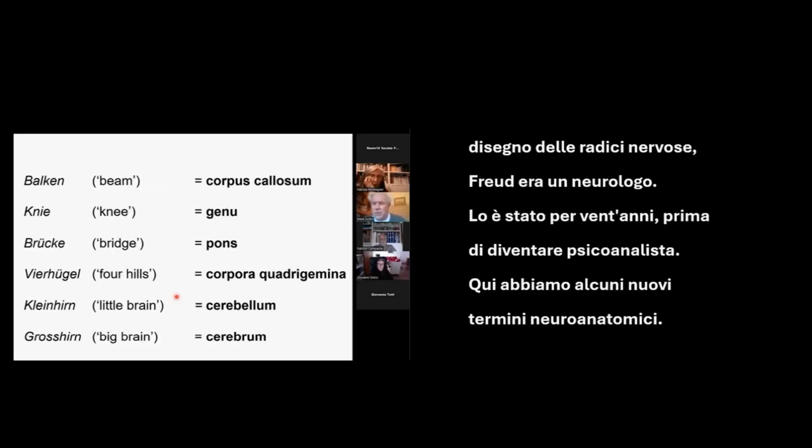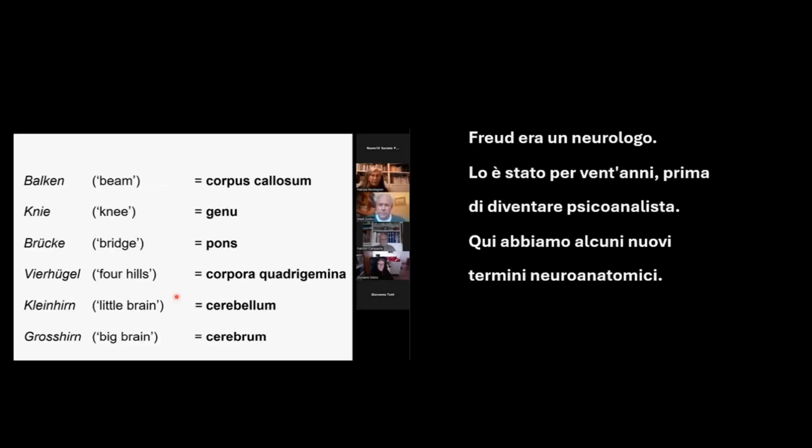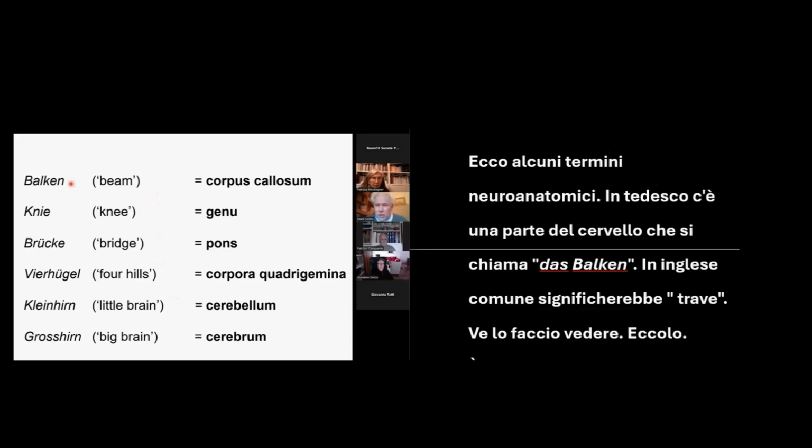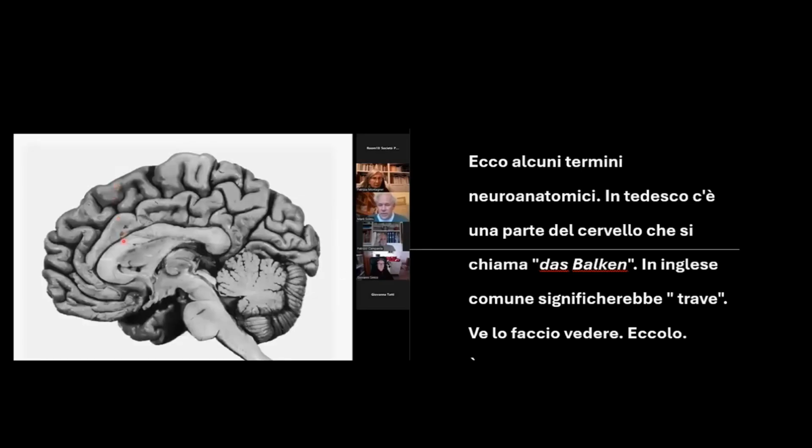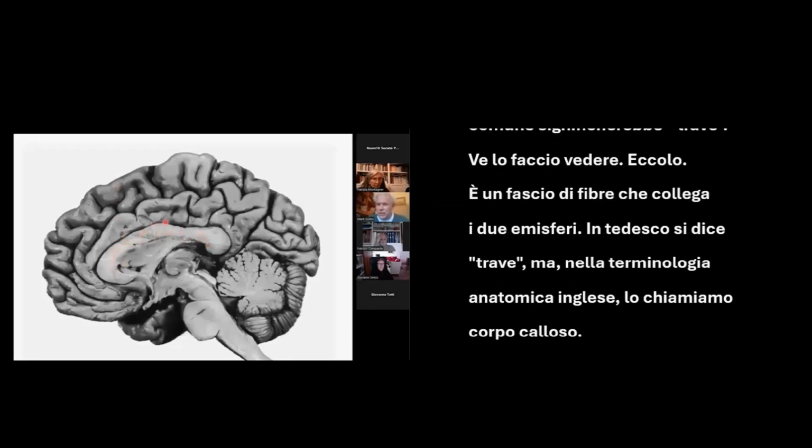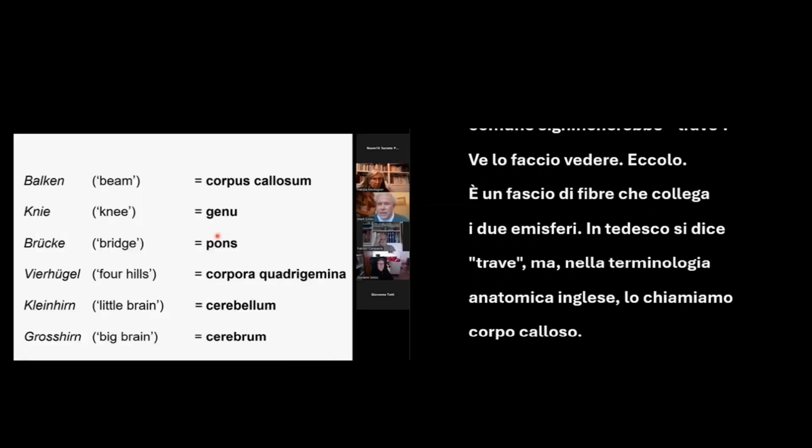Here are some neuroanatomical terms. In German, there's a part of the brain which is called das Balken. In ordinary English, it means the beam. I'll show it to you. Here it is. It's a beam of fibers that connect the two hemispheres together. In German, it's called the beam. But in English anatomy, we call it the corpus callosum.